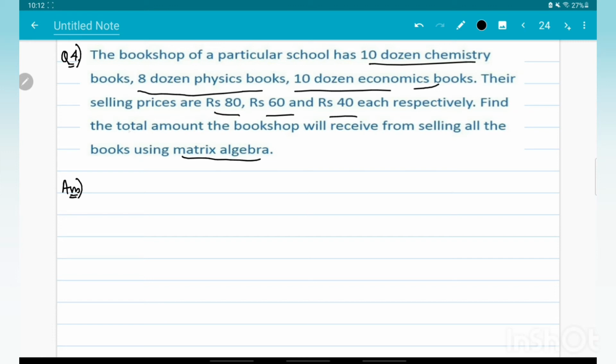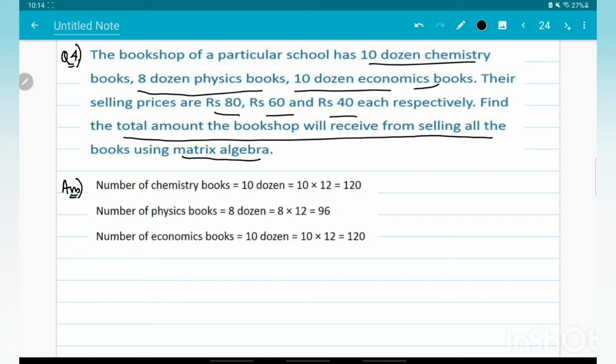Okay, so basically we have to find the total amount the bookshop will receive from selling all these books. Now, if this was not a matrix sum, usually how do we solve these kind of sums? We just take the number of books and we multiply it with their total price, okay, the total MRP, and then we get the total amount the bookshop must have received. So similarly, we are going to do here the same thing. We will take two matrices, okay. In one matrix we will write the number of books, and in another matrix we will write the prices, and then we are going to multiply them, and then we are going to find our final answer, okay. So that is how we do it in the form of matrix algebra.